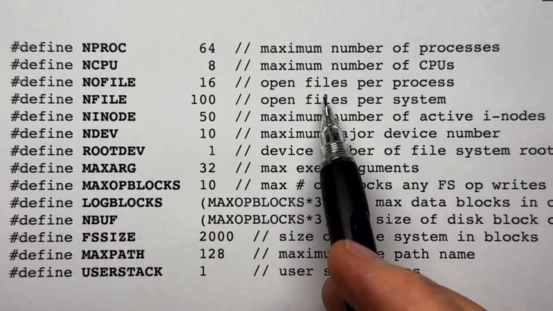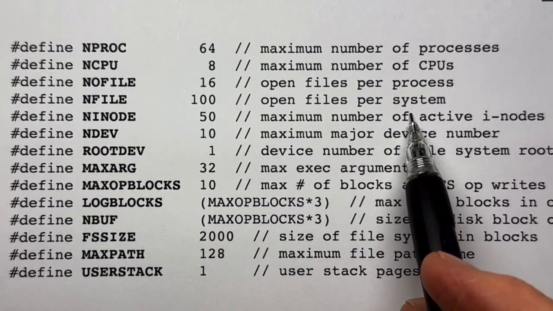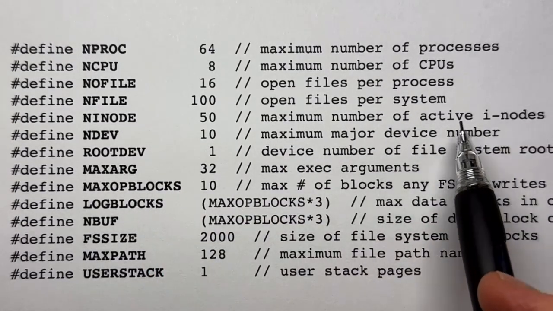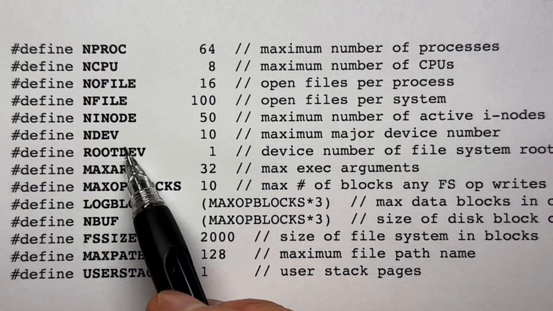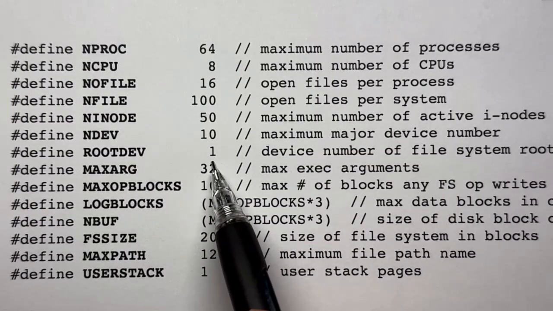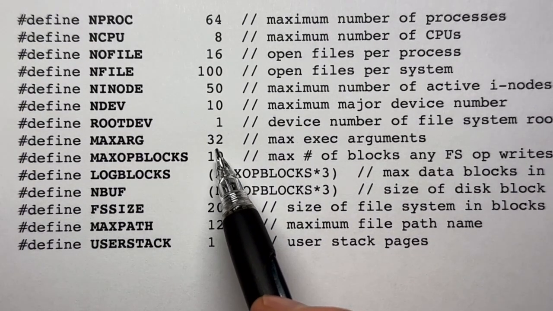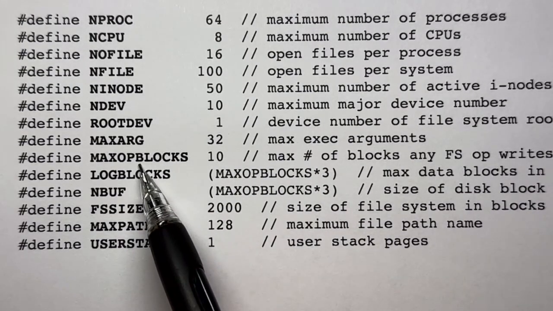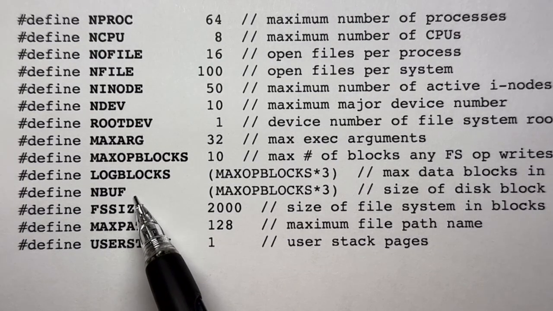Then we have things like the maximum number of open files per process and the maximum number of open files in total. We've got the maximum number of inodes open at once. This is the maximum number of devices we can support, although we only have 2 devices. This is the device which contains the file system, which is device 1, the disk device. MAXARG is the maximum number of command line arguments that can be supplied to a user program during an exec operation. MAXOPBLOCKS, LOGSIZE, and NBUF concern the disk and file subsystems.